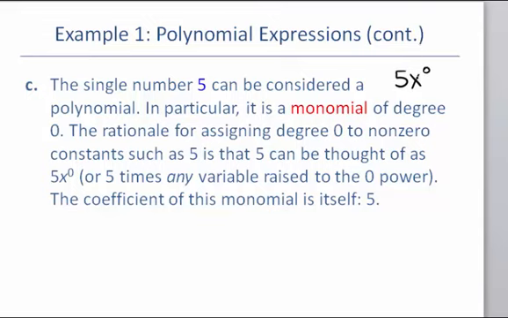And we know that anything to the 0 power is equal to 1. So this is really like saying 5 times 1. All right, so the degree would be 0. That's going to be the highest exponent. The coefficient would be 5 because that's the number that sits in front of the x.